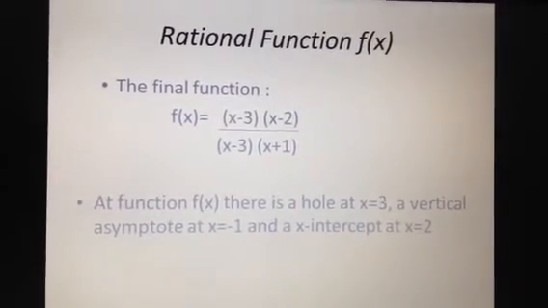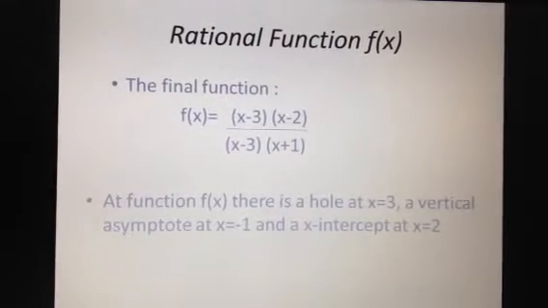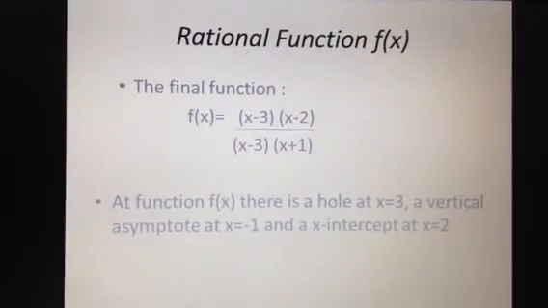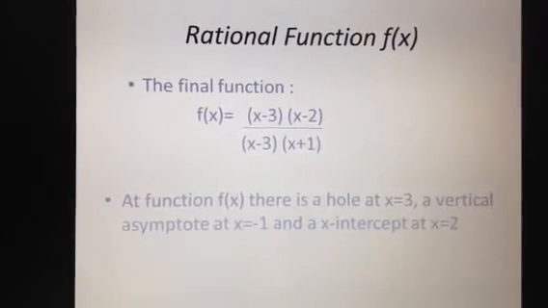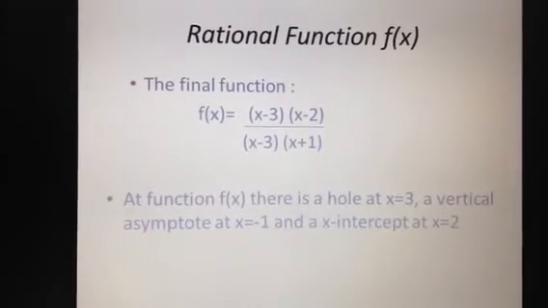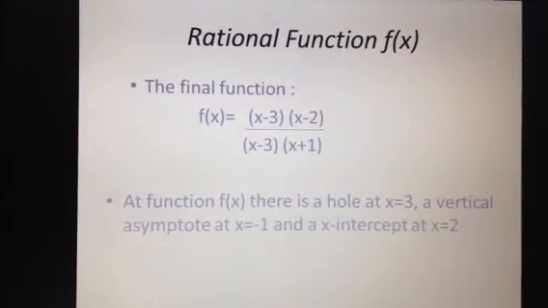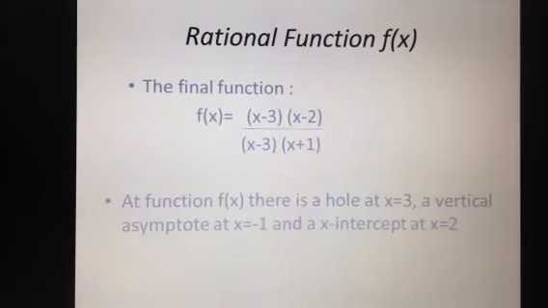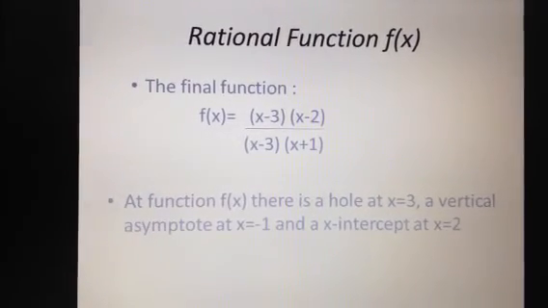So the final rational function will be f of x equals (x minus 3)(x minus 2) all over (x minus 3)(x plus 1). At the function f of x, there's a hole at x equals 3, a vertical asymptote at x equals -1, and an x-intercept at x equals 2.